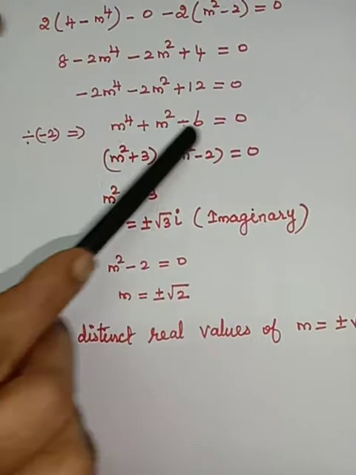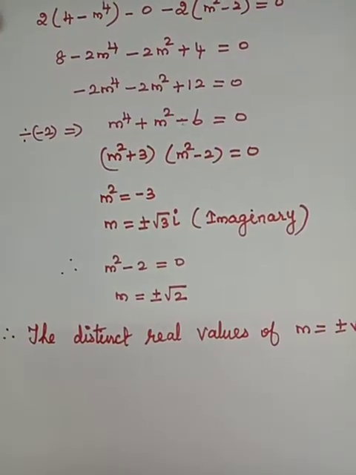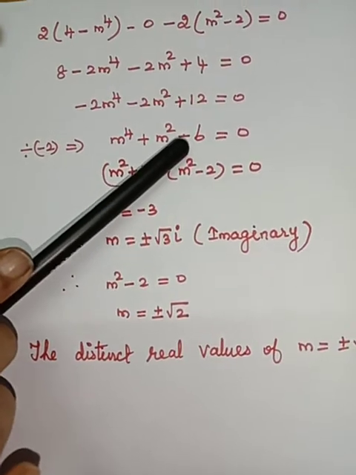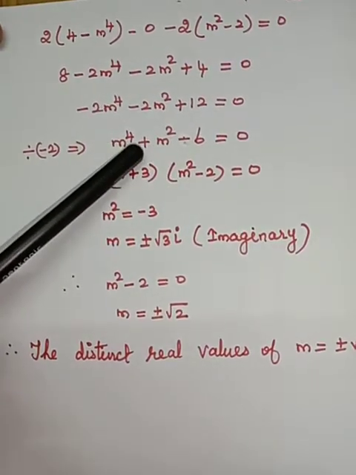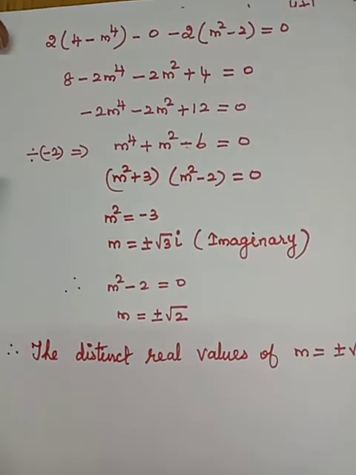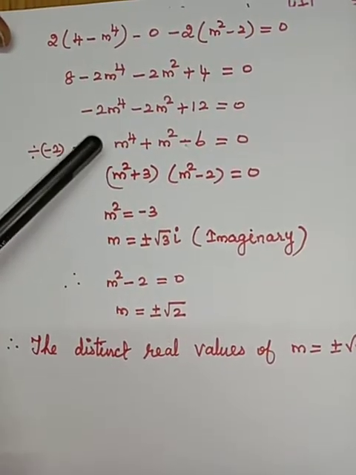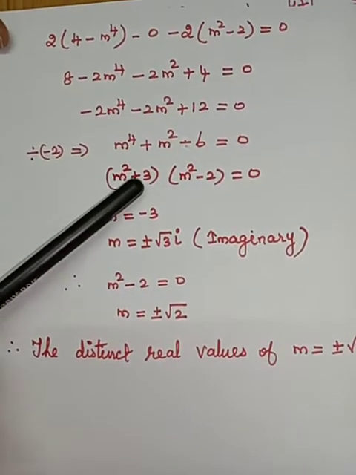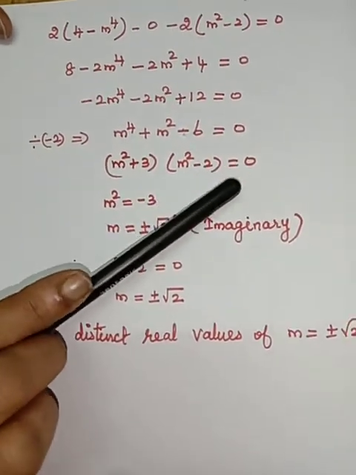It is a quadratic equation in terms of m squared. So when you take the product of two numbers, it should be minus 6, and the addition of those two numbers is 1. So we'll have 3 and minus 2. So we can write (m squared plus 3) into (m squared minus 2) is equal to 0.